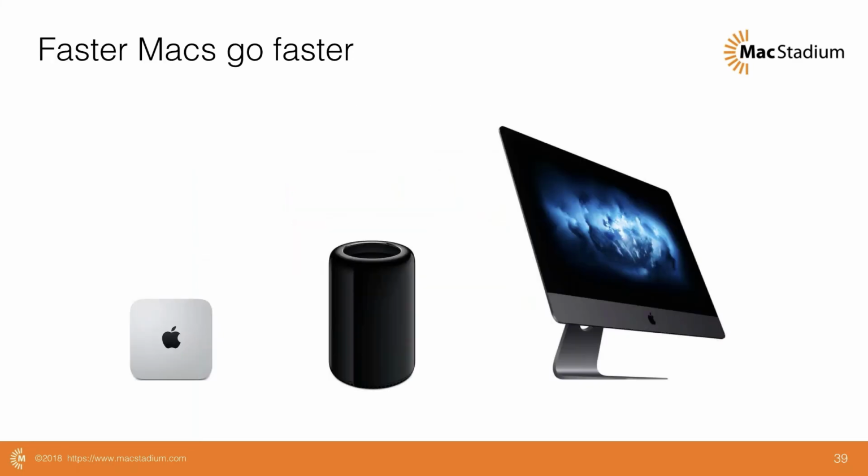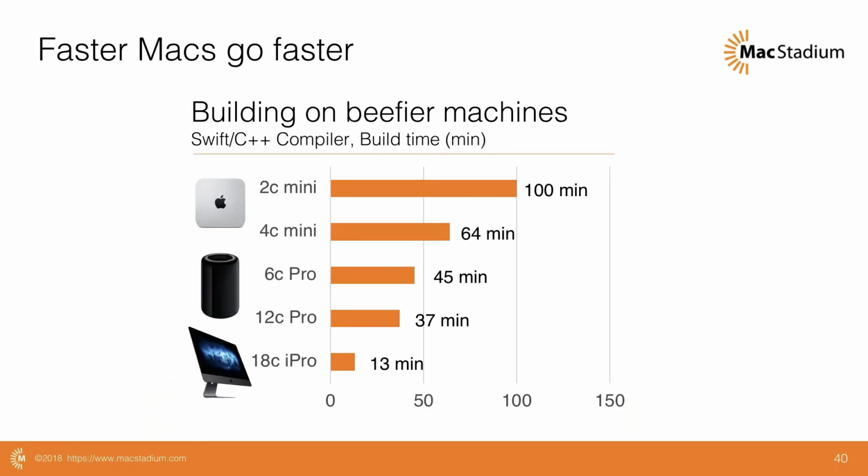Now, this one is my favorite. And it may not be a surprise to you, but faster Macs also go faster. So we've done a bunch of benchmarking with different Macs to see how much difference that really makes to build times. And we tested a 2-core Mac Mini, a 4-core Mac Mini, a 6-core Mac Pro, a 12-core Mac Pro, and even an 18-core iMac Pro, which Apple calls the fastest Mac ever made. When we ran those experiments, this is what we got.